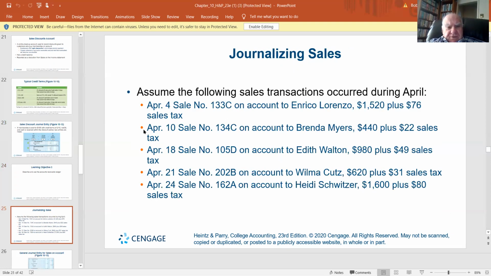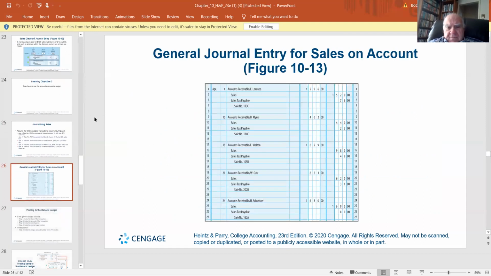Well, looks like they're giving us some sales here. What do we got? 5 sales here. Sale on account, on account, on account, on account. I can tell from experience that these are all the same. These are all sales on account to various customers that include a sales tax of, it looks like 5%, if I did that right in my head. So we had all these sales. We sold to Enrico Lorenzo, Brenda Myers, Edith Walton, Wilma Cruz, and Heidi Schweitzer. So let's see how we record these.